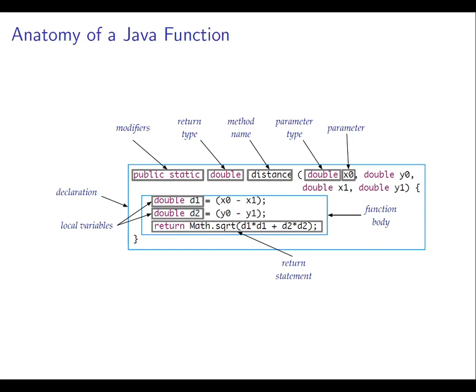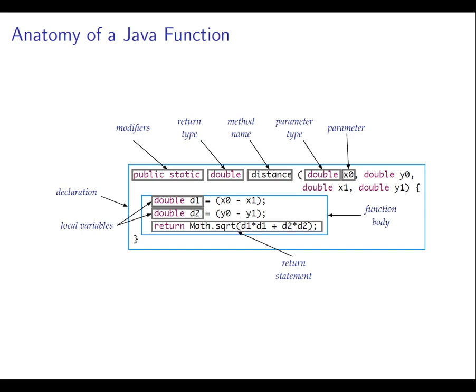For example, if we were going to go double x equals the result of calling the distance function, that would be fine. If we were going to go string s equals the result of calling the distance function, that wouldn't work. It would give you a compilation error. We always have a method name, which, as I've mentioned, I think should be a well-chosen name to describe what the function does. In this case we've got distance.